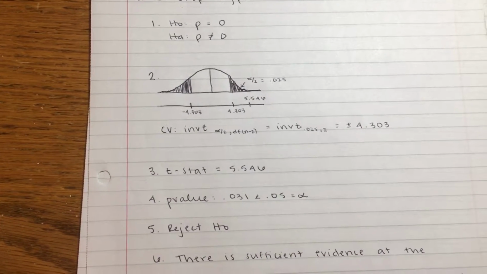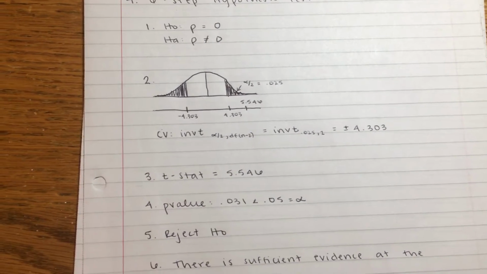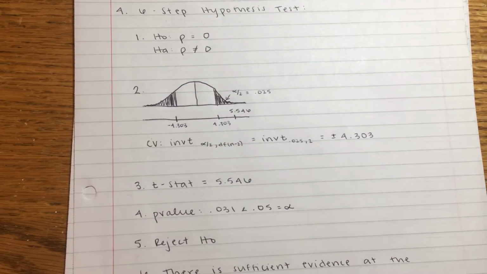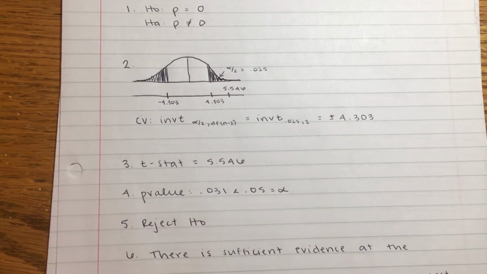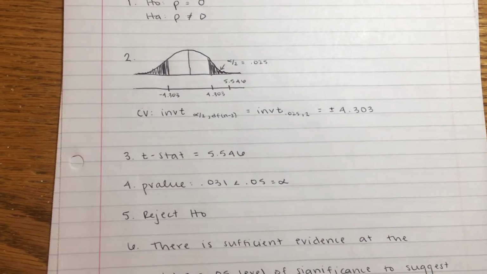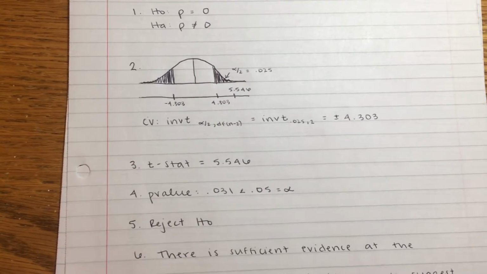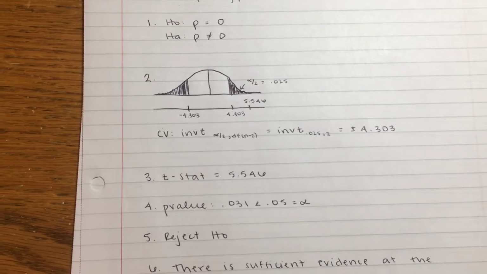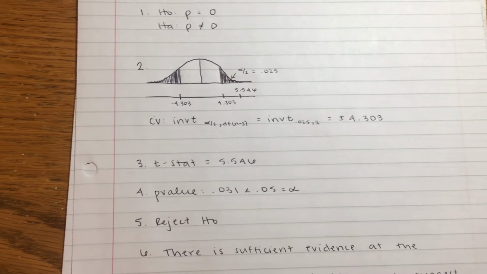This will get you critical values of plus and minus 4.303. Mark this down onto the graph in number 2. Step number 3 is to go to your t-stat that was found in the lin-reg t-test and to write down and identify that it is 5.546. Mark this onto the graph in step 2.